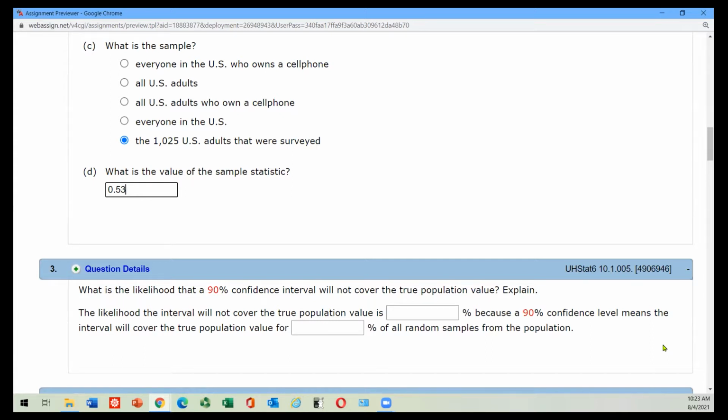And why is it 0.53 and not 53%? How do I know which? Sometimes it takes both, but in this case, I suspect it doesn't. Because it asks for the value, not the percentage. That would be the biggest clue.